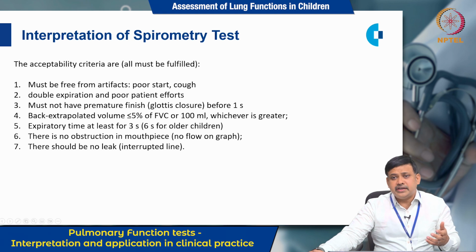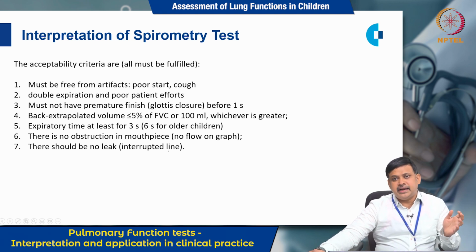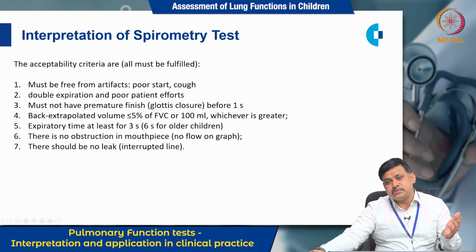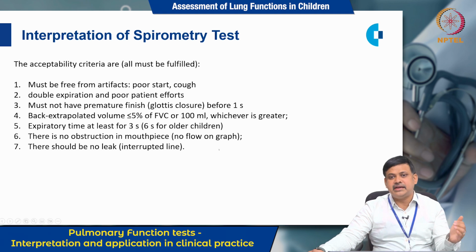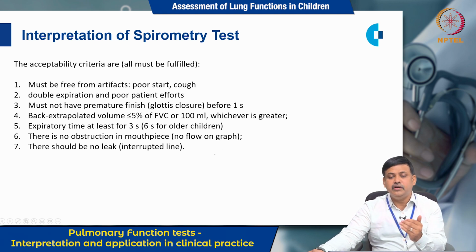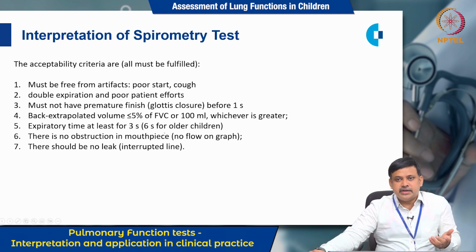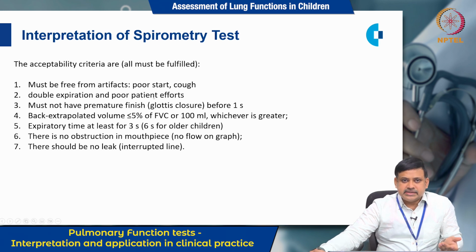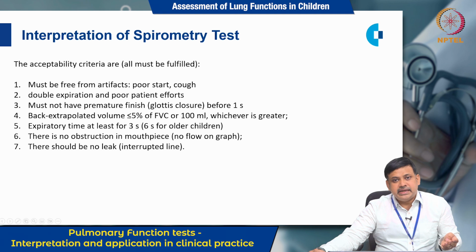When there is glottic closure before 1 second itself, that is called a premature finish. Usually the blow should go for a minimum of 4 seconds and maximum of 6 seconds. The first blow should be very fast in the first second, and after that it should go on for at least 3 to 5 or maximum 6 seconds. If there is glottic closure and it stops by 1 second, that is not an acceptable effort. Fourth is back extrapolated volume, which should be less than or equal to 5% of forced vital capacity or 100 ml, whichever is greater.